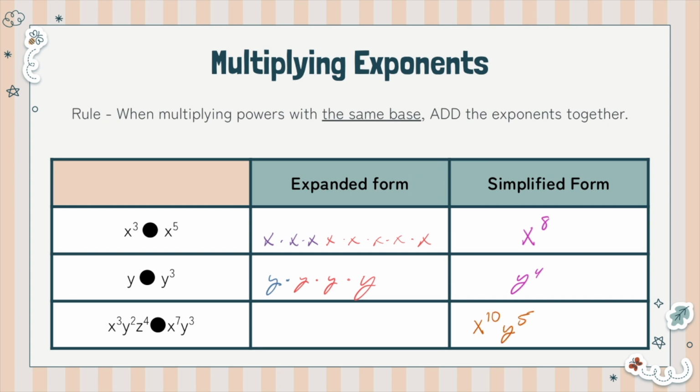And then the z doesn't have anything to combine with, so we're going to just leave that as z to the fourth. So our final answer there is x to the 10th, y to the 5th, z to the 4th. We can't go any further than that. They don't have the same base, so they can be combined no further.